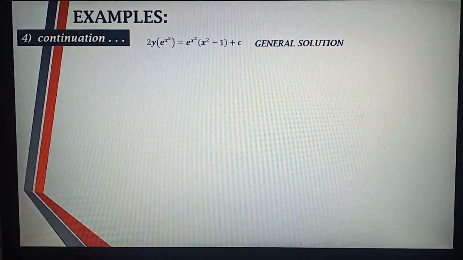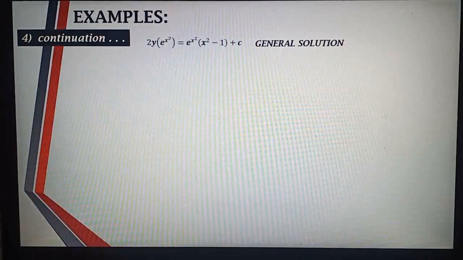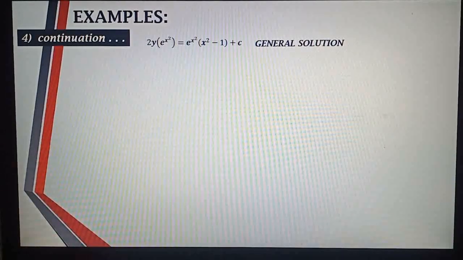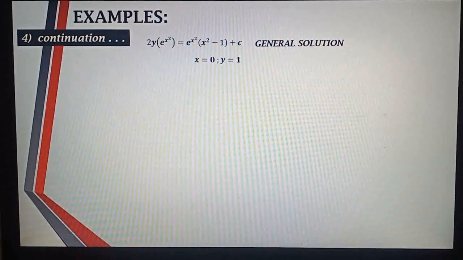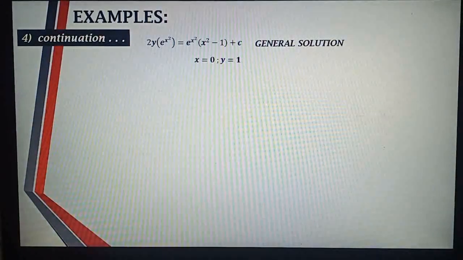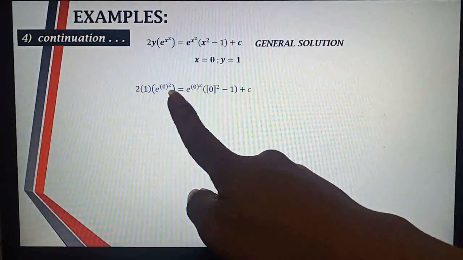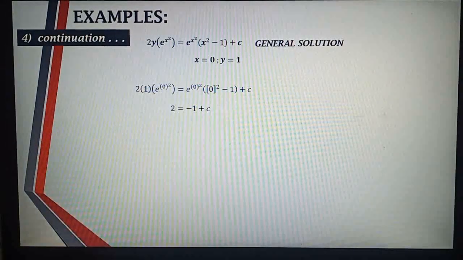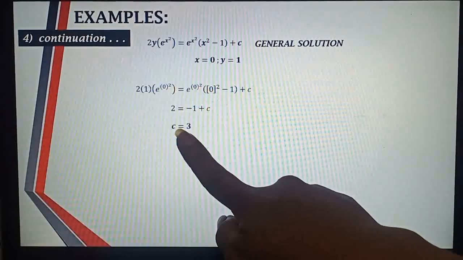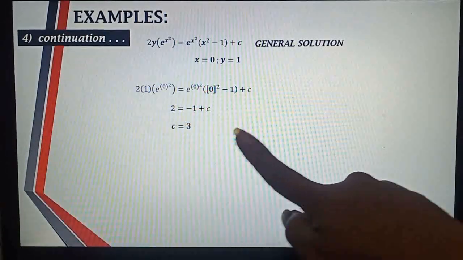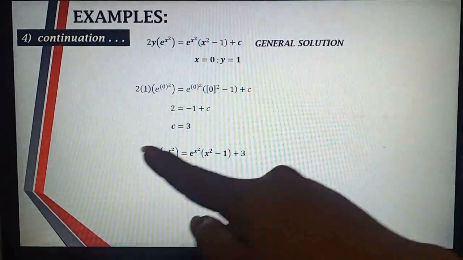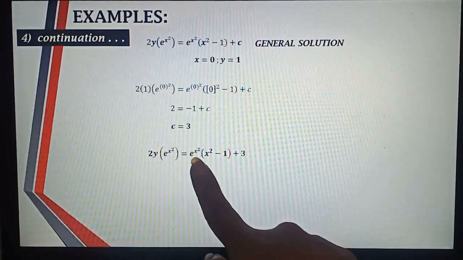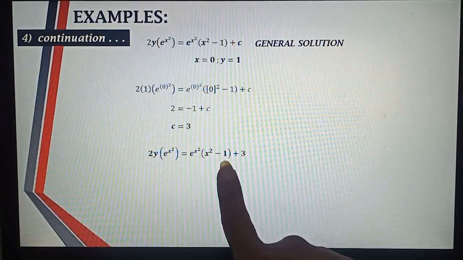Now, continuation of the number 4 example, you solved the general solution. Ngayon, gagamitin natin yung value ni x and y to find the particular solution where x is 0, the value of y is 1. So, isa-substitute natin ngayon lahat ng x and lahat ng y. So, your c value is 3. Gagamitin natin yung c na 3 dun sa general solution. So, our new equation is 2y multiplied to e raised to x squared equals e raised to x squared of (x squared minus 1) plus 3.